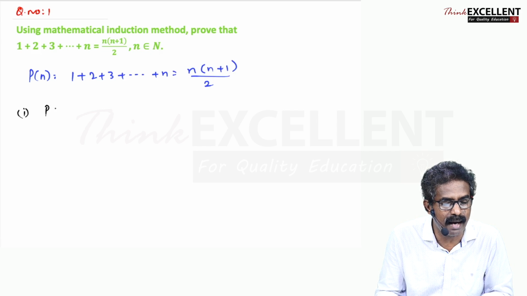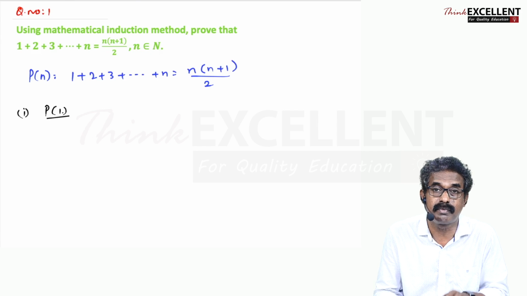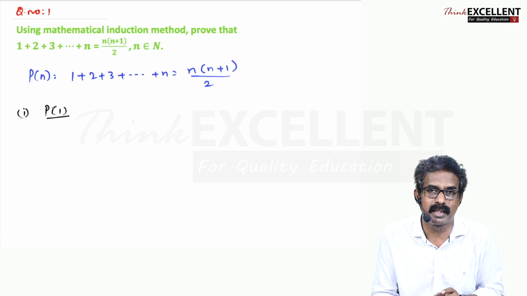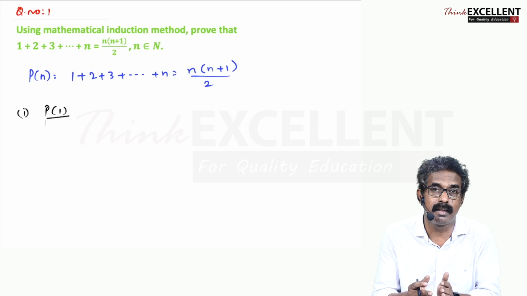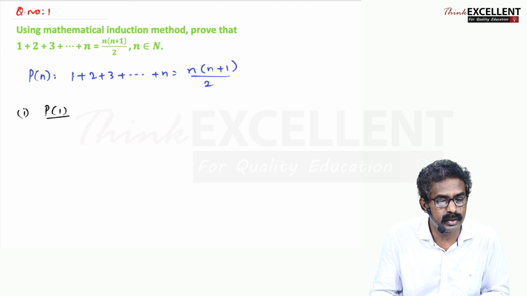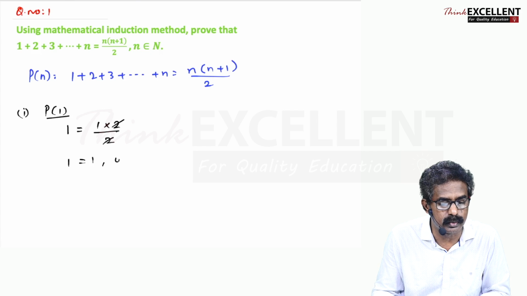The first one, we have to prove P of 1 is true. Please listen to what method you have to follow here. Left side, you take the first number. Right side, wherever n comes, you put 1. Replace n by 1, right? So left side, you take the first number. Here, the first number is 1. Right side, you replace n by 1. So 1 into 1 plus 1, it is 2 by 2. 2 cancels. You are getting 1 equals 1, which is true.